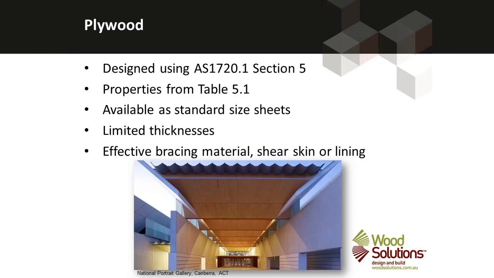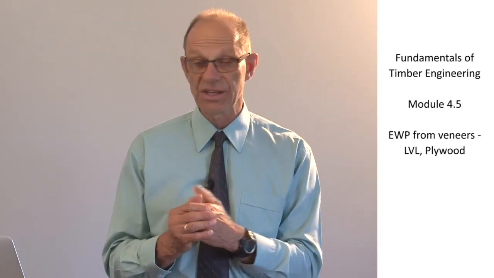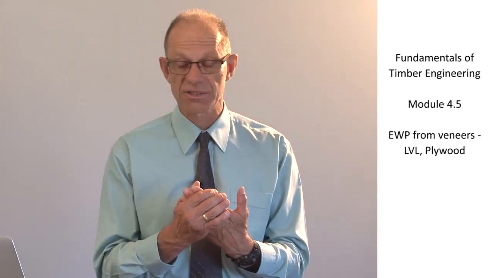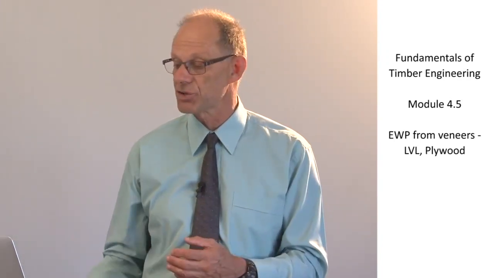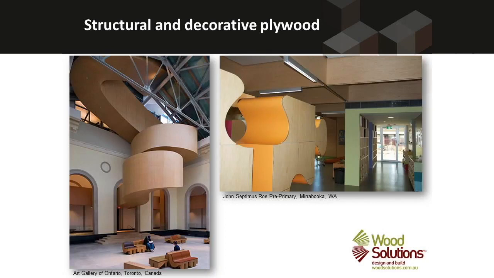So plywood is designed using AS 1720 Part 1 in Section 5. In Section 5 are the properties given in Table 5.1, but also design methods. How to design the plywood as plates for out-of-plane loading or panels for in-plane shear loading. It is available in standard sheet sizes, and there's limited thicknesses, with generally the thickest ply being around 20 millimetres. It can be used very effectively as a structural element, but also decoratively.